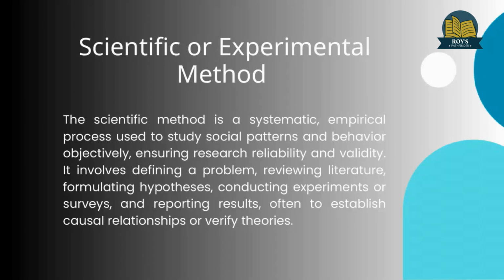The scientific method, also known as the experimental method, is a structured and empirical approach we use to study social patterns and behavior in an objective way. This method helps us ensure that our research is both reliable and valid. It starts with clearly defining a problem we want to investigate. Next, we review existing literature to understand what has already been discovered. Then, we formulate hypotheses or testable predictions. After that, we conduct experiments or surveys to gather data. Finally, we analyze the results and report our findings. This process is crucial because it allows researchers to establish causal relationships or verify theories systematically.